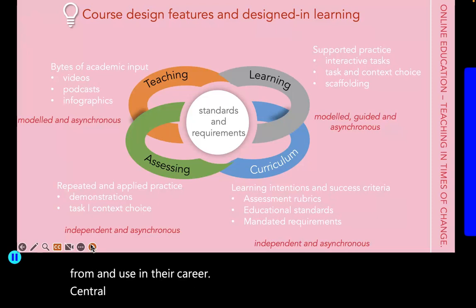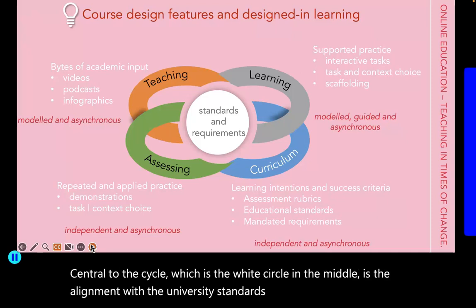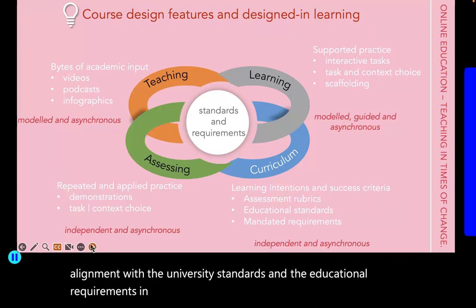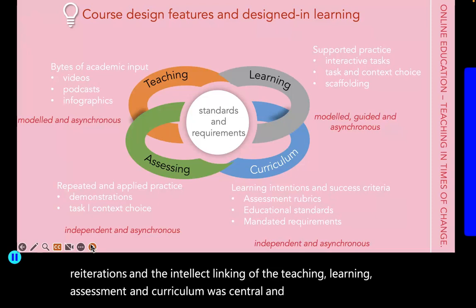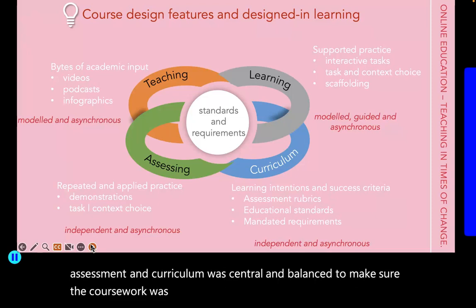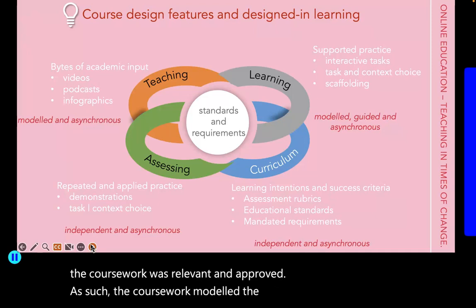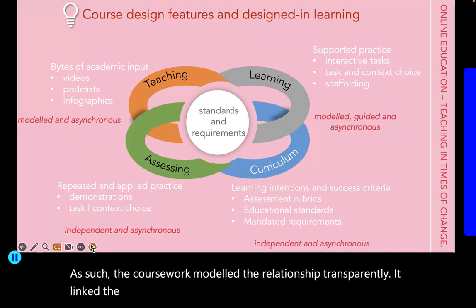Central to the cycle, which is the white circle in the middle, is the alignment with the university standards and the educational requirements in Australia, the national curriculum and the state-based reiterations. And the interlinking of the teaching, learning, assessment and curriculum was central and balanced to make sure the coursework was relevant and approved. As such, the coursework modelled the relationship transparently. It linked the intended curriculum outcomes with what was taught and how it was assessed.